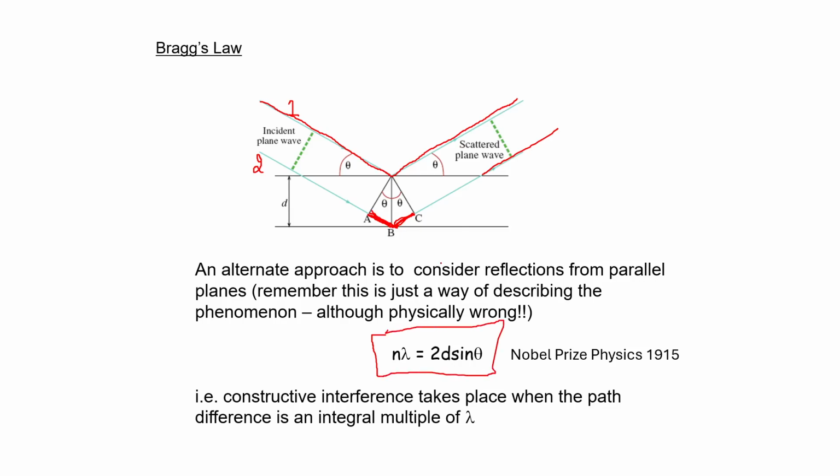Wave 1 and wave 2 can have constructive interference or destructive interference. It will have constructive interference only when the path difference between the two waves, that is wave 1 and wave 2, is an integral multiple of lambda. That is, if and only if the path difference between wave 1 and wave 2 is n lambda, then they will have constructive interference. Otherwise they will undergo destructive interference and you won't get the intense lines in your diffraction.